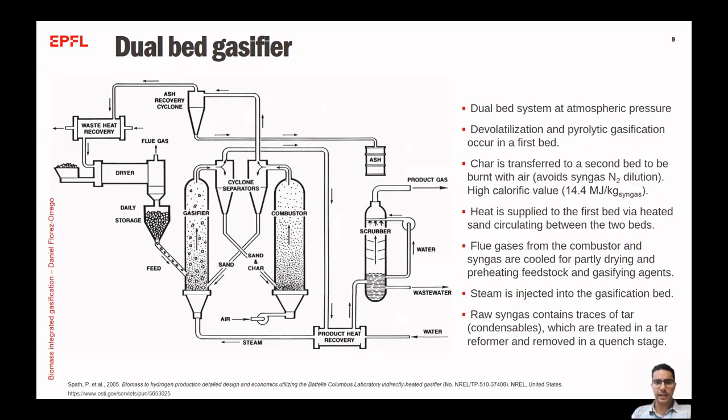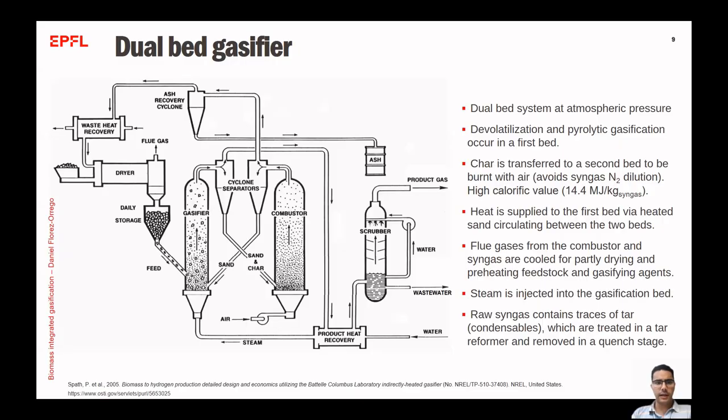The char that is transferred is burned, and then in this case, we are able to obtain a syngas that has a higher calorific value, around 14 megajoule per kilogram of syngas. The heat is then supplied by using this recirculated sand, but in other cases, it could also be partially supplied by using the Joule effect and some heaters, especially when the system is going to start up.